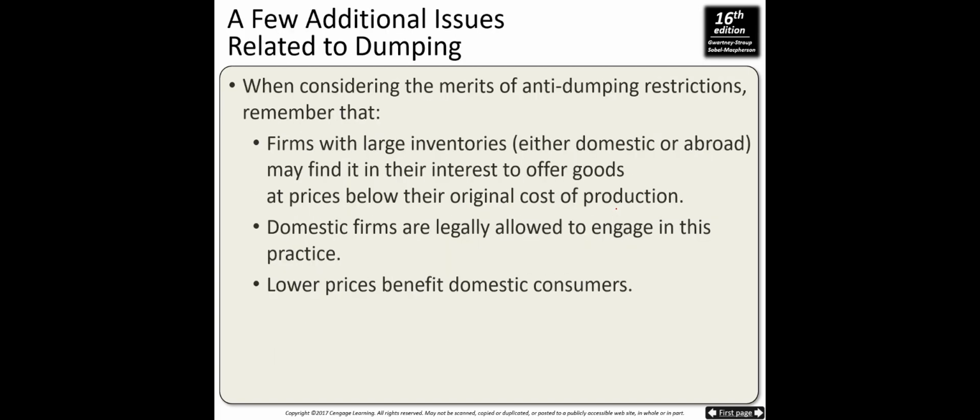When considering the merits of anti-dumping restrictions, remember that firms with large inventories, either domestic or abroad, may find it in their interest to offer goods at prices below their original cost of production. And domestic firms are legally allowed to engage in this practice, and lower prices benefit domestic consumers.